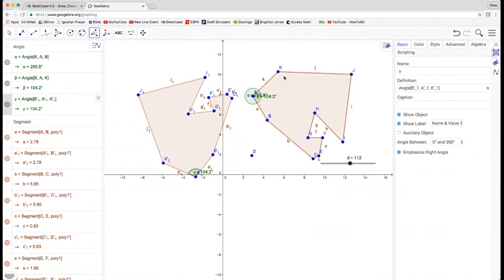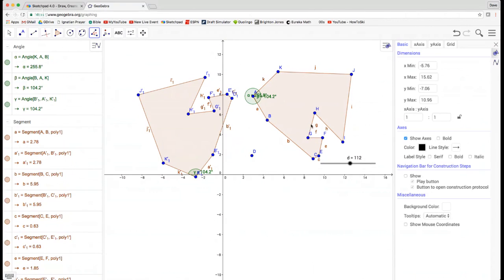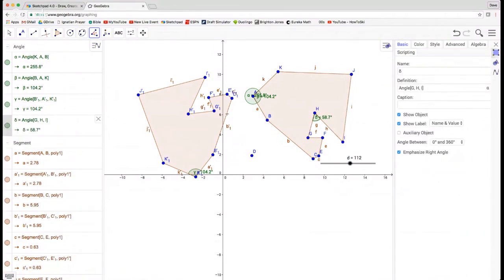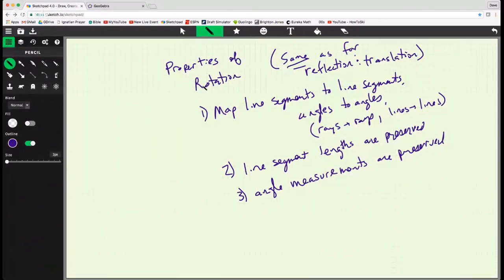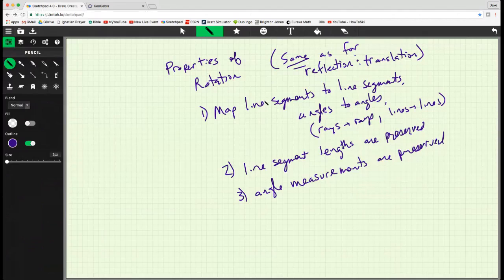And so if you go through and measure any one of these angles, it'll be the same. We can do GHI, 58 degrees, and then G prime, H prime, I prime, and we get 58.7 degrees, just the same. Okay, so coming back, these are our properties of rotation. When we rotate an object about a point, these three properties will always be true.